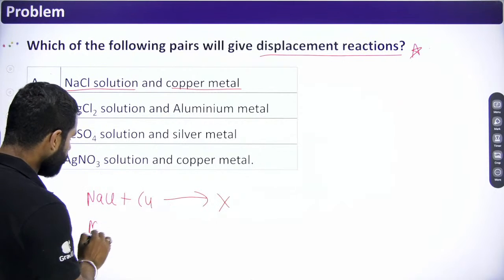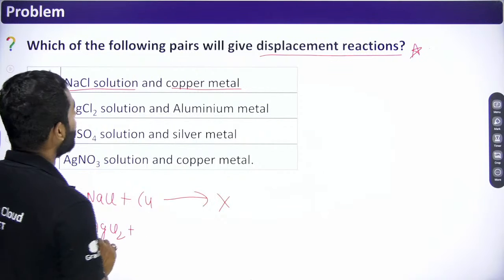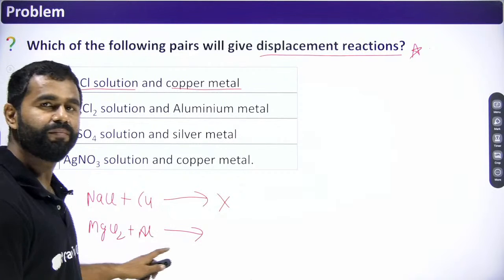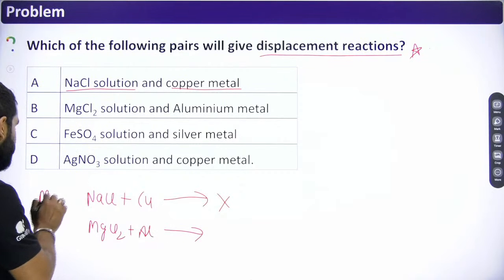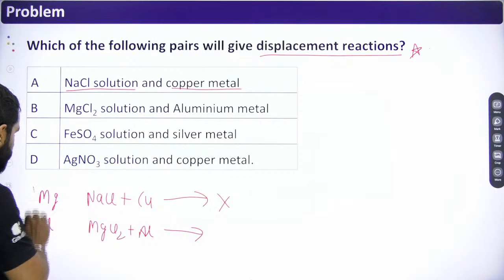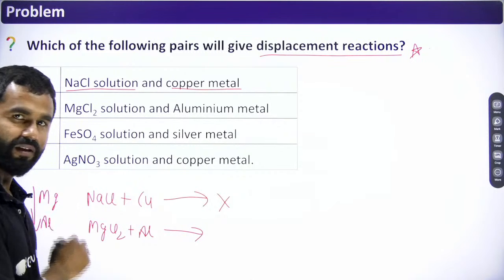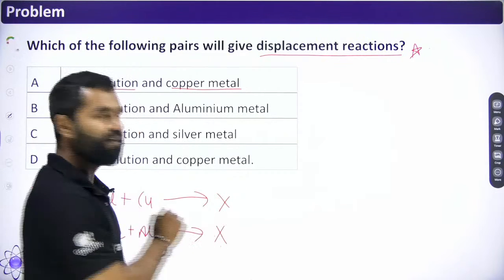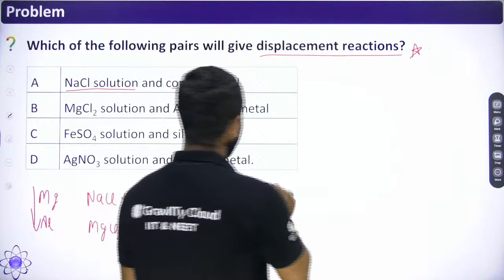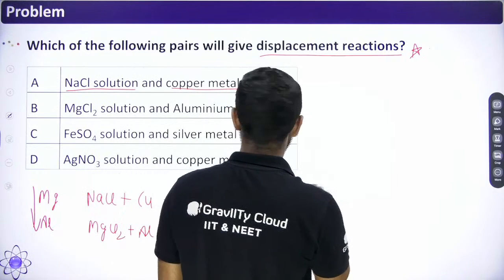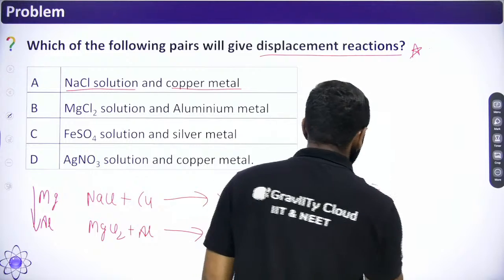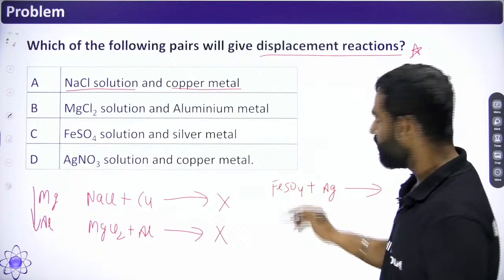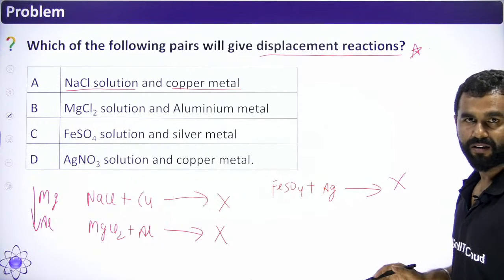Next is MgCl2 plus aluminium. Now magnesium is more reactive than aluminium, right? Magnesium comes up, then comes aluminium. So down the series, reactivity decreases. So magnesium is more reactive. That means here also reaction will not occur. Next is FeSO4 plus Ag, silver. Here also iron is more reactive than silver, means silver is less reactive than iron. So here also no reaction will occur.